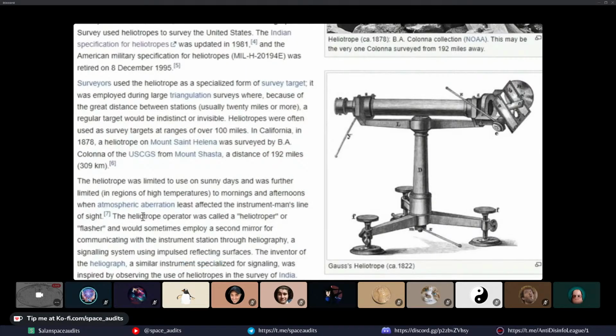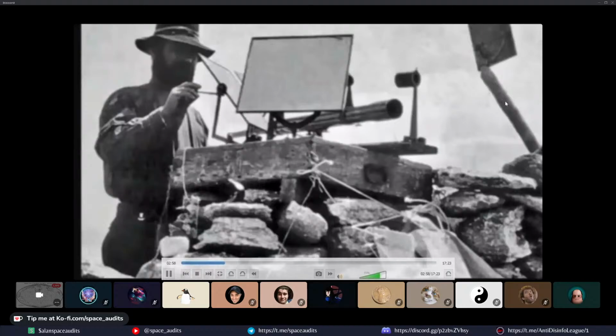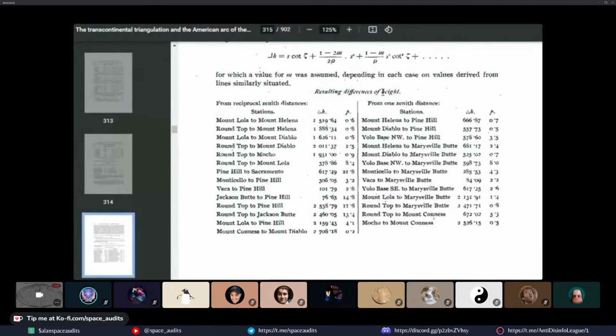Flasher, and we'll employ a second mirror. 192 is the most they've ever used it at, but it does not affect horizontal measurements. So they go over that in the book, and the way that you deal with variations due to potential atmospheric effects is you take lots and lots of measurements. They take huge numbers of measurements. They get a really tight standard deviation so that they know that the measurements are very accurate.